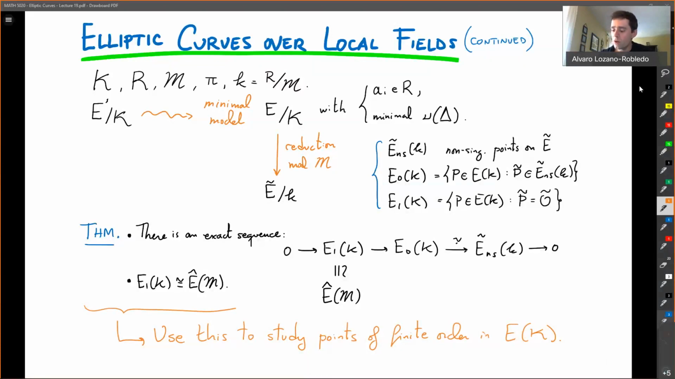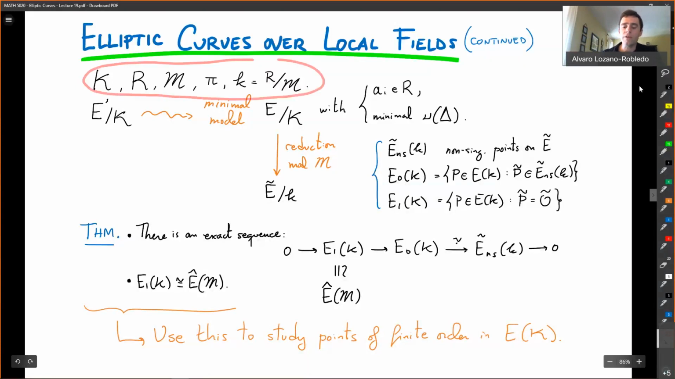So remember, we started with our setup. K here is a local field, and you have the ring of integers, the maximal ideal, a uniformizer, and the residue field. And given an elliptic curve over K, we constructed what we call the minimal model, which is just an elliptic curve still isomorphic to it over K, but with coefficients in the ring of integers. And among all those with coefficients in the ring of integers, we pick the one with the minimal discriminant, the minimal valuation of the discriminant.